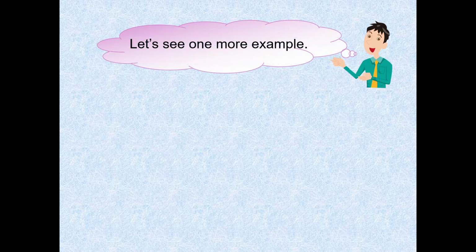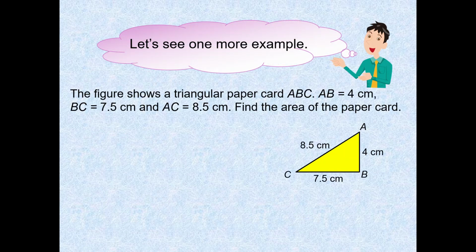So now, let's look at another example. The figure shows a triangular paper cut ABC. AB equals 4 cm, BC equals 7.5 cm, and AC equals 8.5 cm. Find the area of the paper cut.